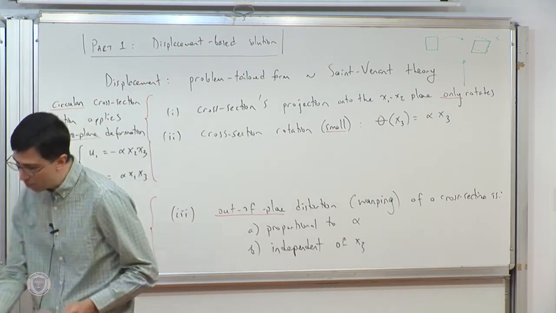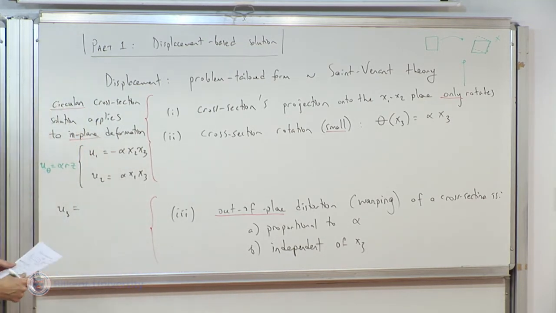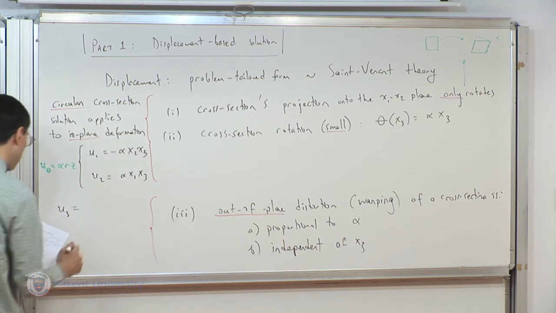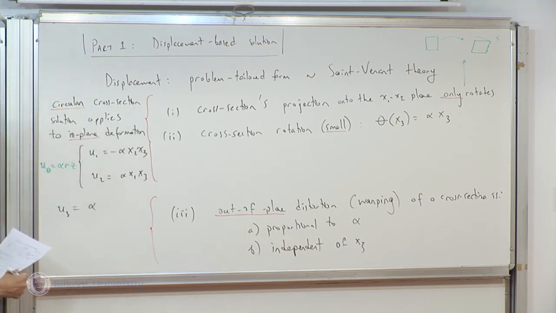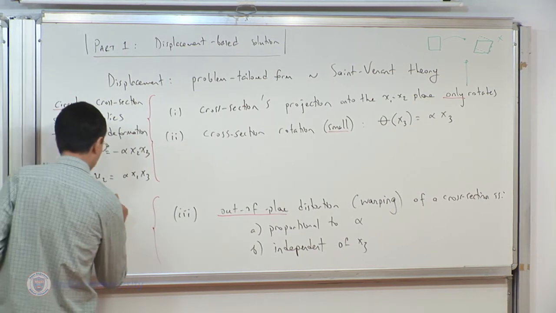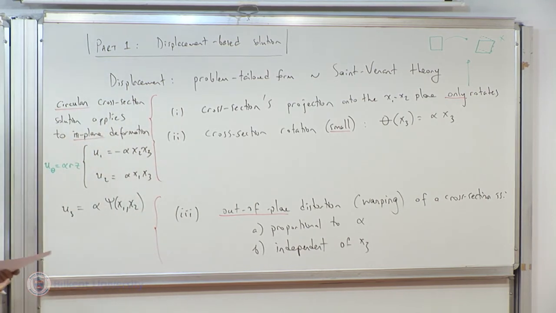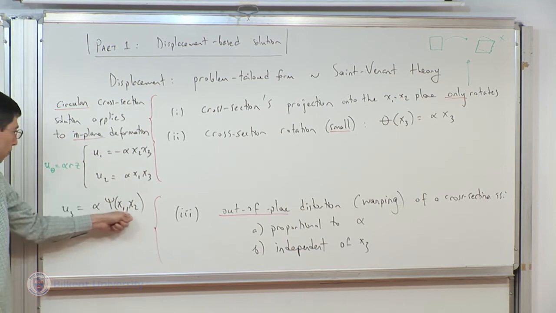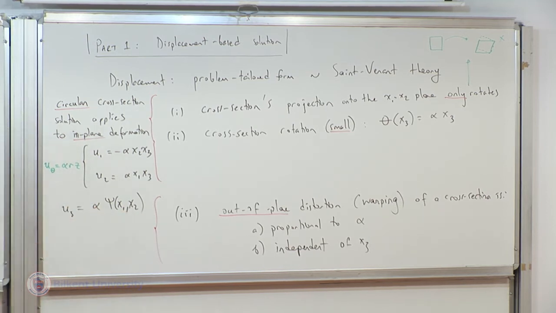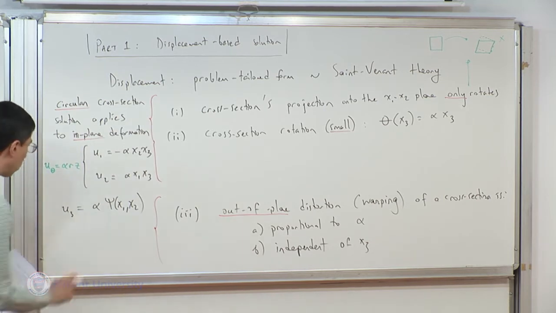Okay? And propose that U3, the out-of-plane distortion, the warping, is described by alpha times some possibly complicated function of x1 and x2. Because the way those black lines on the sponge deform, they are not trivial. So it's going to be a complicated function, perhaps, but it's a function of x1 and x2 alone, and there's a proportionality to the twist per unit length. Okay? And this function, C, is called the warping function.